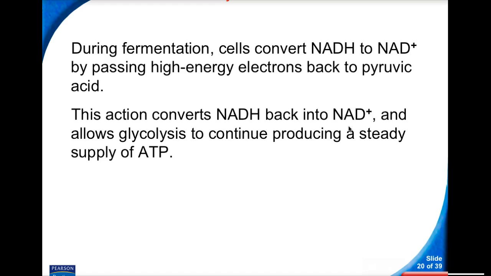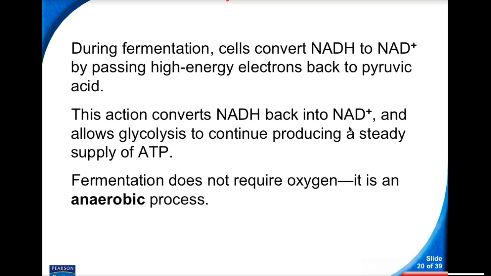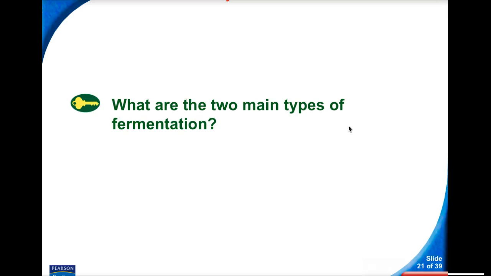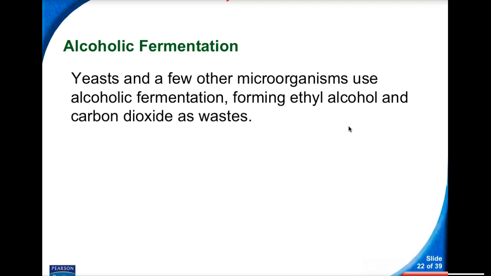If you fail to convert NADH back into NAD+, that whole process of glycolysis will come to a halt because there are no electron carrier molecules to come in and pick up those electrons. Fermentation does not require oxygen, therefore it is considered an anaerobic process. Anaerobic lacks oxygen, aerobic requires oxygen. So what are the two basic types of fermentation?